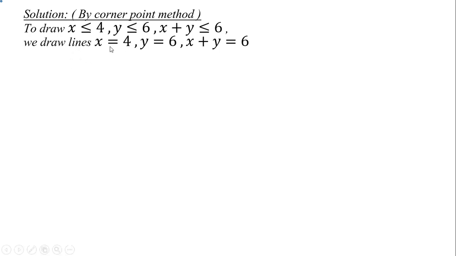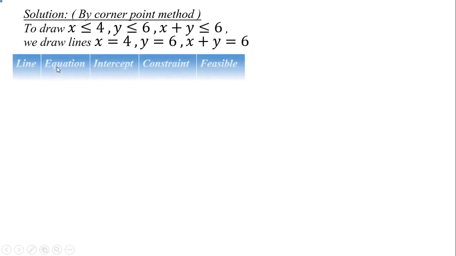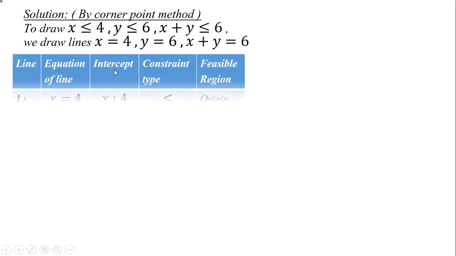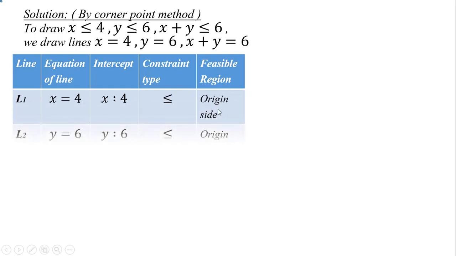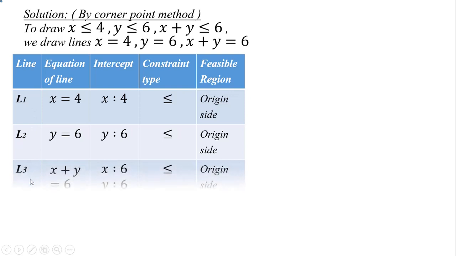So we draw these lines x equal to 4, y equal to 6, x plus y equal to 6. Now first column is for line, second column for equation of the line, then we will find intercept, then constraint type, and then we will show the region, either origin side or non-origin side of that line. So here there are three constraints.